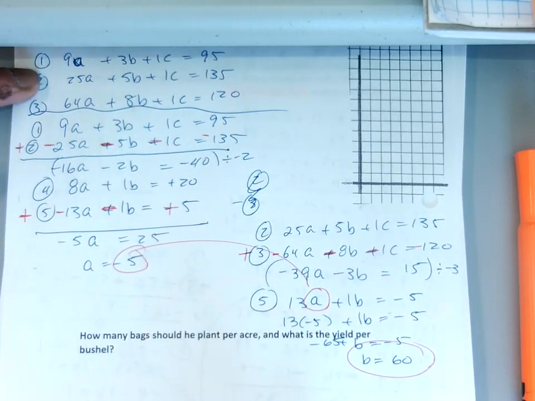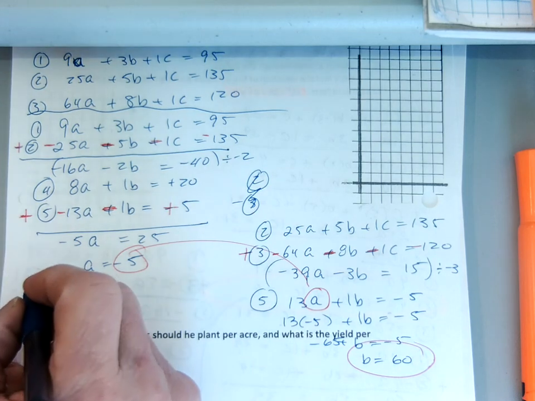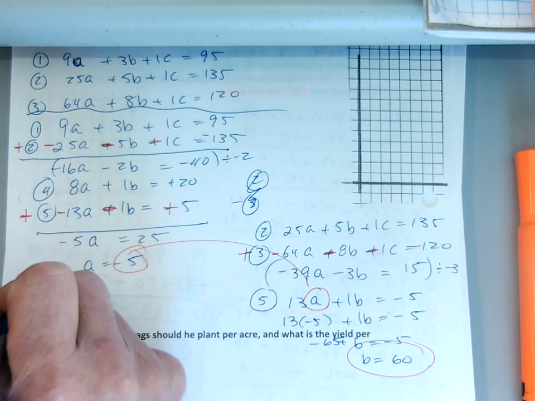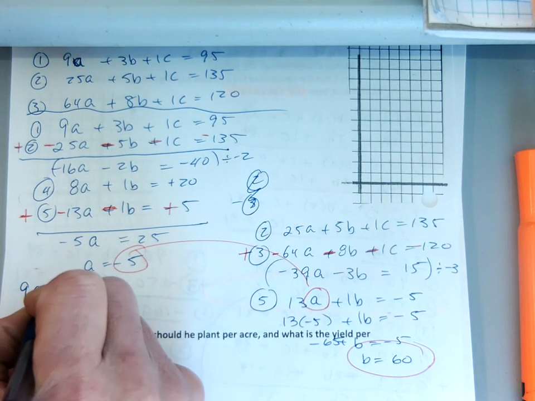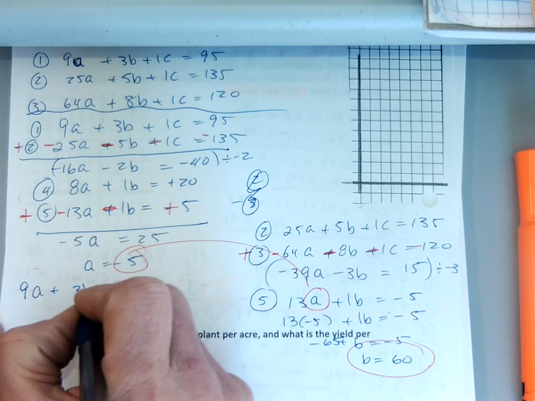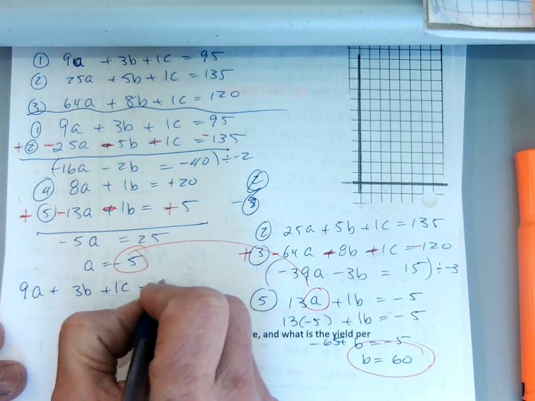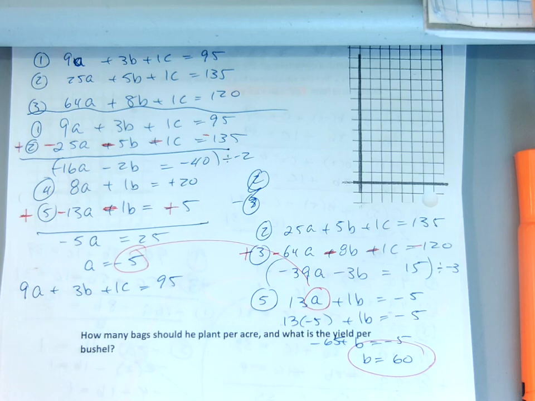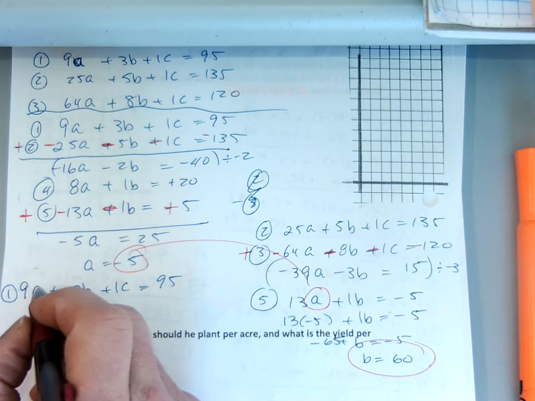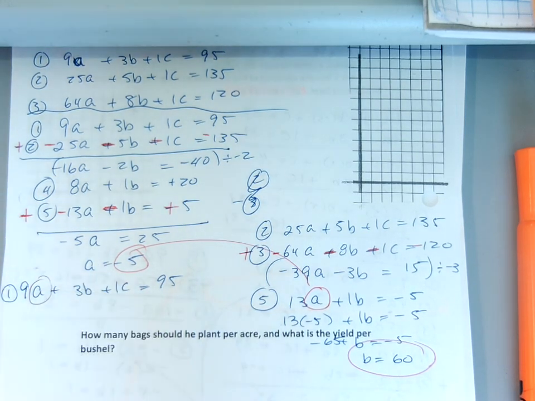I'm going to write equation 1 down while you're doing that. 9a plus 3b plus 1c equals 95. That's equation 1. I'm going to put negative 5 there and 60 there, and we'll find the value of c.